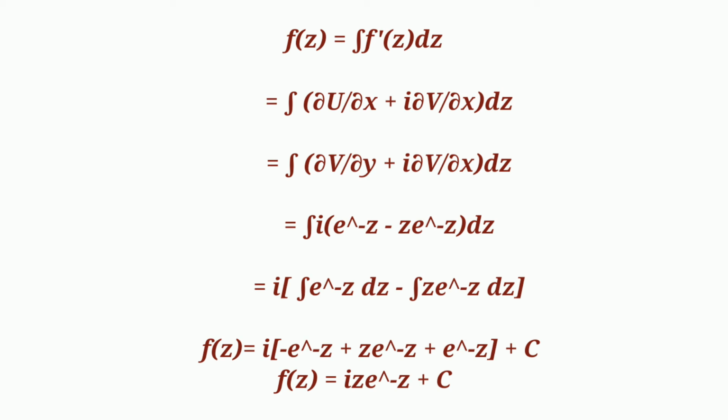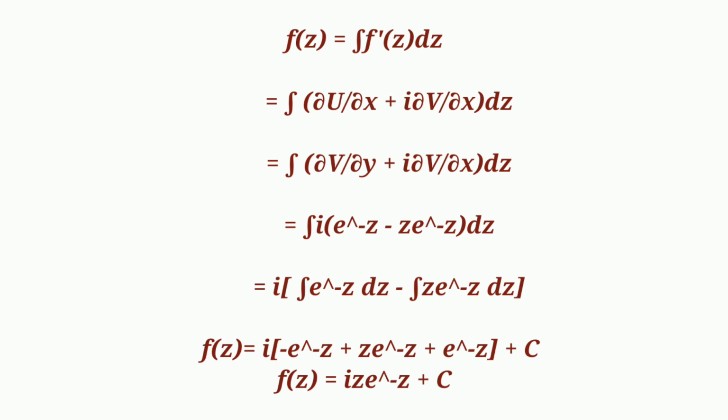So you can see the integral becomes integral i into e raised to minus z minus z e raised to minus z dz. Since i is a constant, you take it outside. So i into integral of e raised to minus z minus z e raised to minus z dz. You split the integral. So you can see it is i into integral e raised to minus z dz minus integral z e raised to minus z dz. You have to integrate both integrals. The first integral is very easy and its answer is e raised to minus z by minus 1. That is minus e raised to minus z. So integral of the first term is minus e raised to minus z.